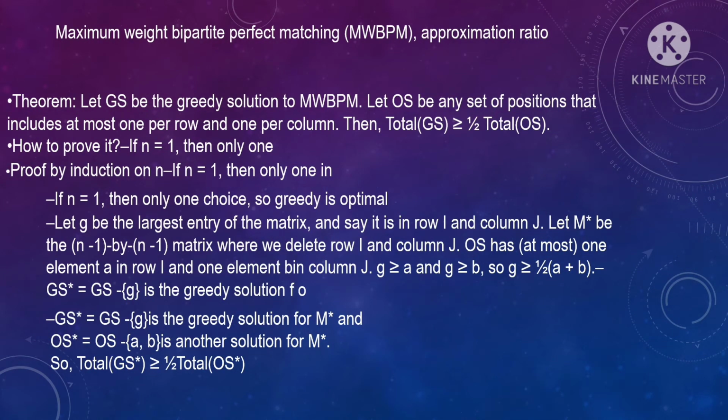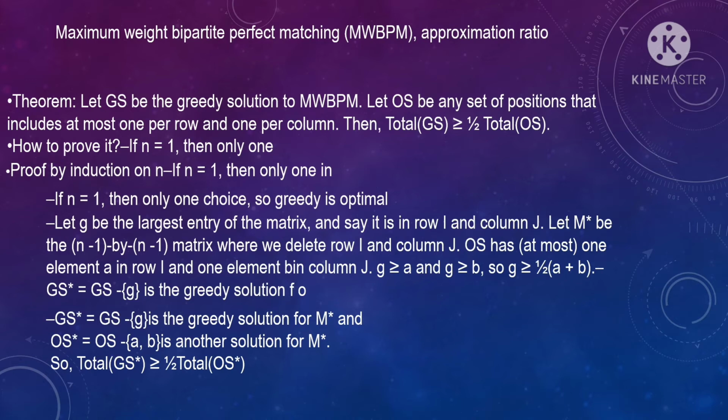Maximum weight bipartite perfect matching, MWBPM, approximation ratio. Theorem: let GS be the greedy solution to MWBPM. Let OS be any set of positions that includes at most one per row and one per column. Then total(GS) is greater than or equal to 1/2 total(OS). How to prove it?